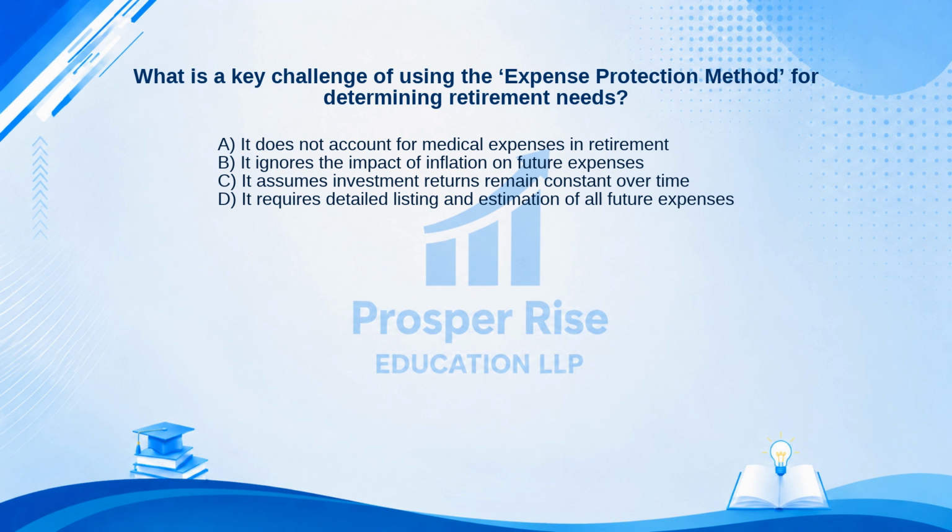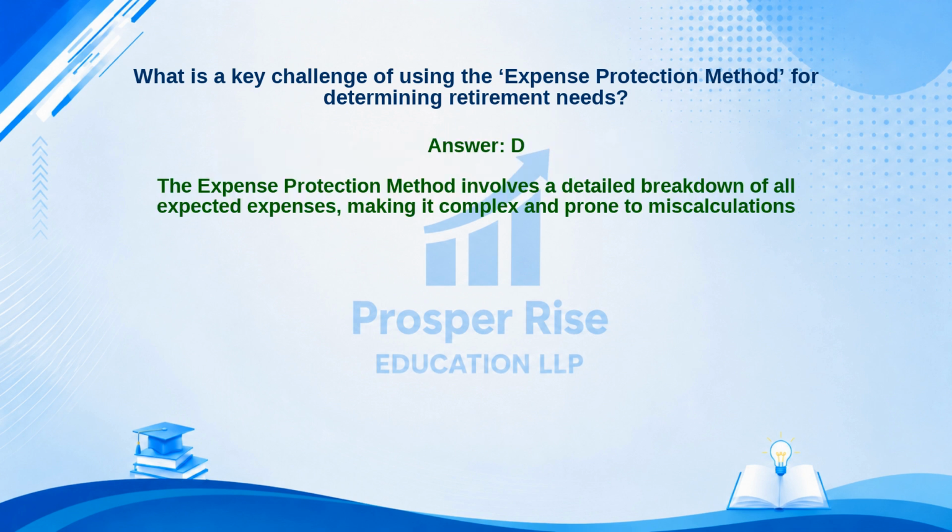Take a moment to pause the video and decide. The correct answer is option D. Let's see why. The expense protection method involves a detailed breakdown of all expected expenses, making it complex and prone to miscalculations.